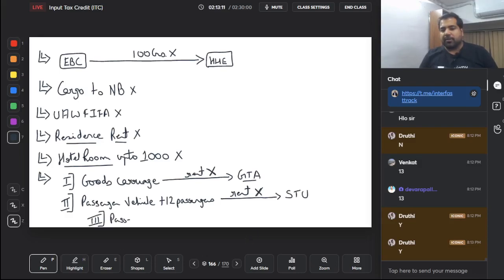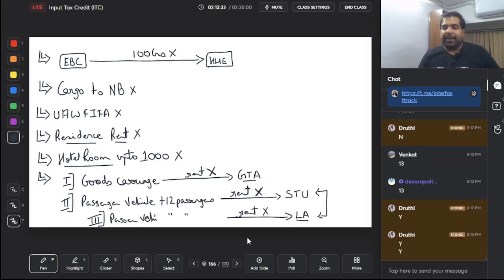Passenger vehicles, more than 12 passengers, same thing, given on rent to a local authority. This will also be exempt, but aren't these both the same, guys? Please check. Passenger vehicles more than 12, passenger vehicles more than 12, aren't they the same? Yes, but local authority likes electric vehicles, so this should be an electric vehicle, only then it will be exempt.